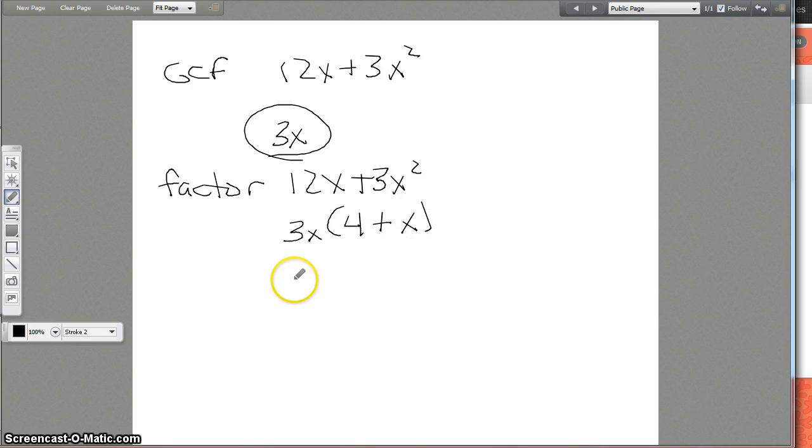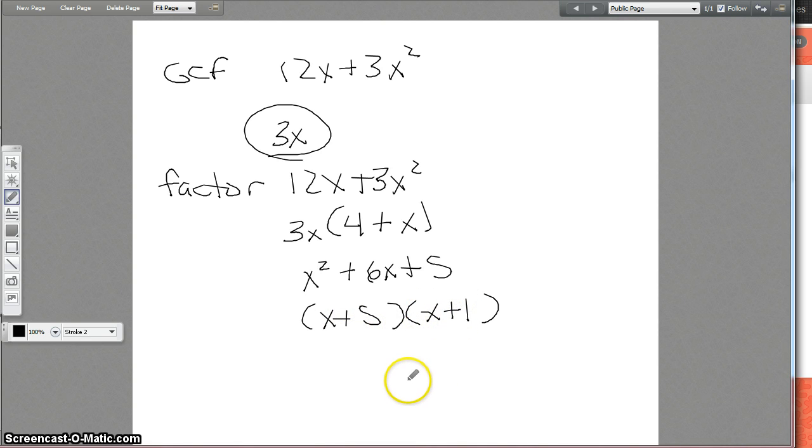Now you might also have something like factor x squared plus 6x plus 5. And in that case, there isn't a greatest common factor. In that case, you have to factor it into two binomials, and it would be x plus 5 times x plus 1. There isn't a greatest common factor because there's no common factor. The common factor, I guess, would be 1. But you can factor x squared plus 6x plus 5.